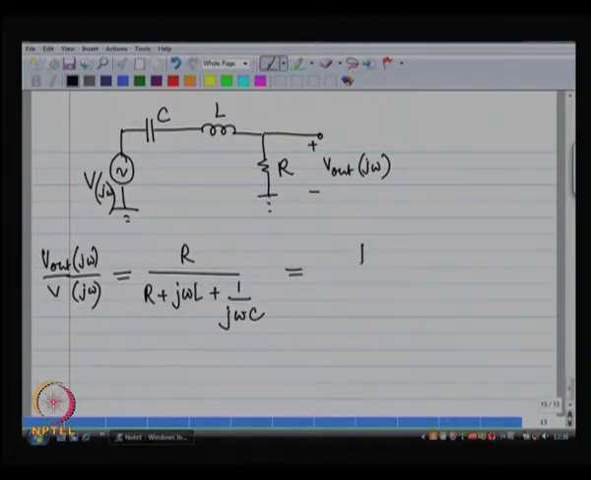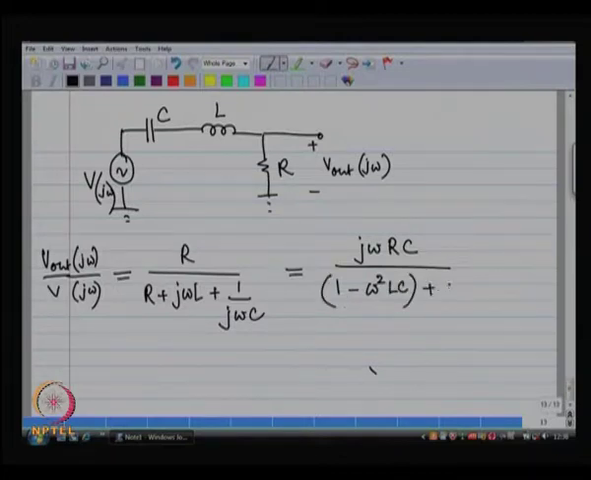So, that makes it this is my final expression for the output voltage as a function of the input voltage.